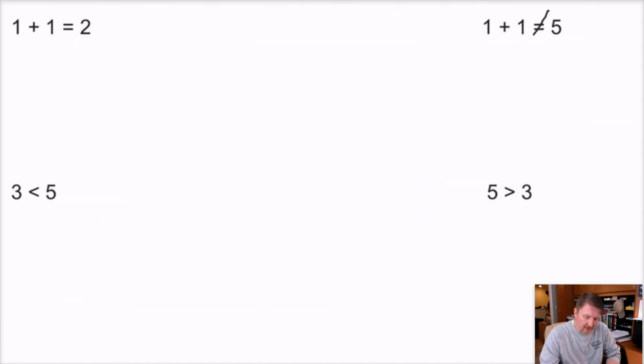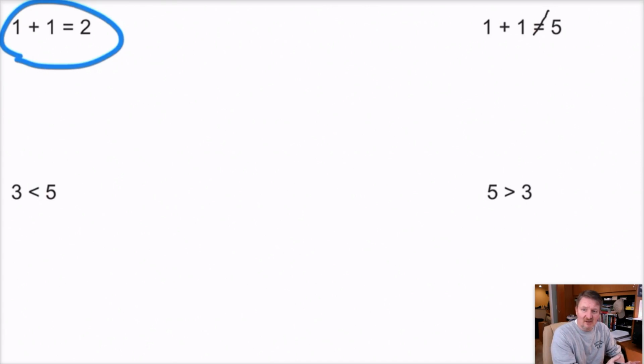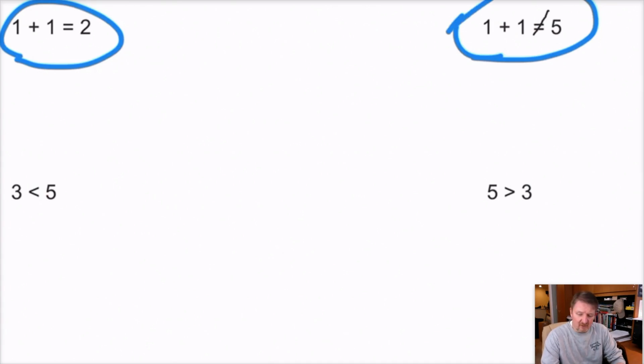Here are some examples of stuff that you may be familiar with already. Something you might have seen in the past is 1 plus 1 equals 2. The equal symbol just represents that what's on the left side of that equation is equal to what's on the right side. 1 plus 1 has the same value as 2. Over here you have 1 plus 1 does not equal 5. I don't know if you're familiar with the slash through the equal sign, but that represents does not equal or not equal to.